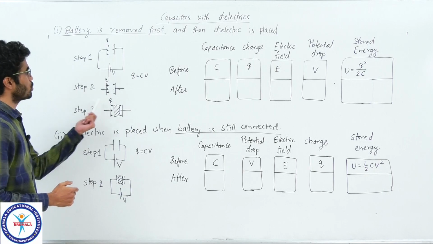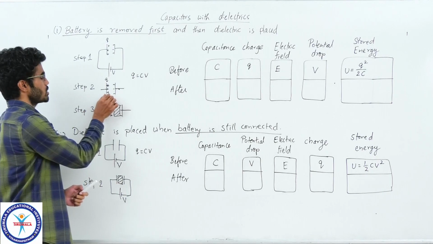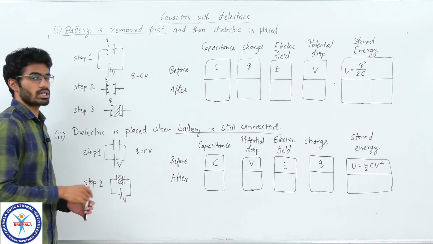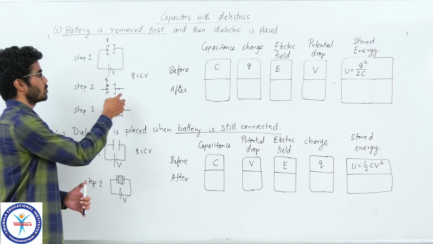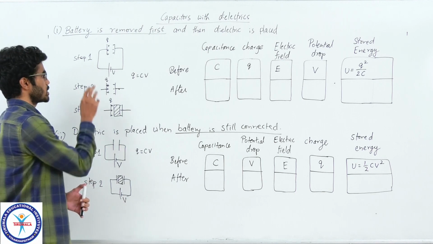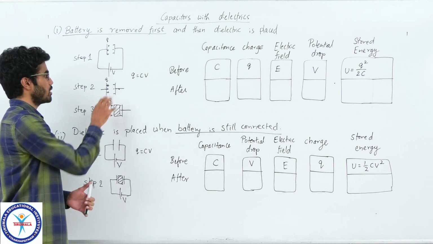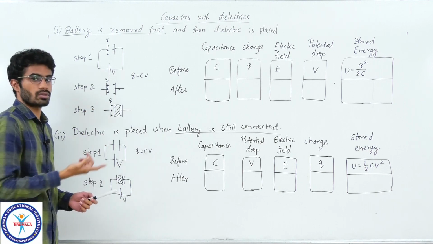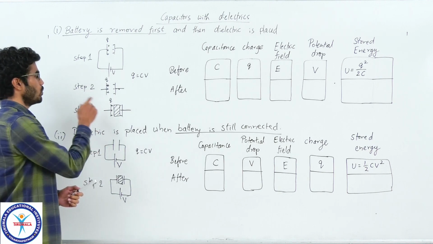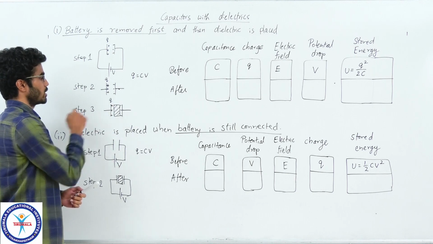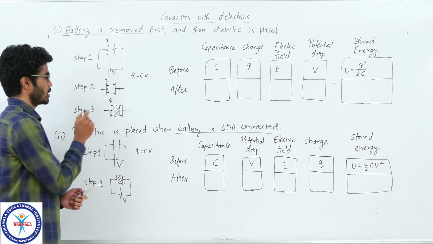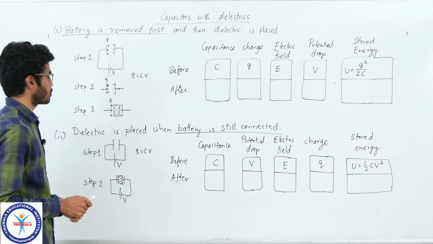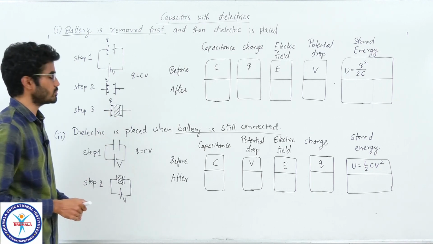In step 2, we remove the battery. Now the charge on the capacitor still remains the same. It does not change. It cannot go anywhere because the circuit is open now. So the charge remains there and the field present there will be of the same value. The charge does not change and the field does not change. Now you have placed a dielectric inside the capacitor.